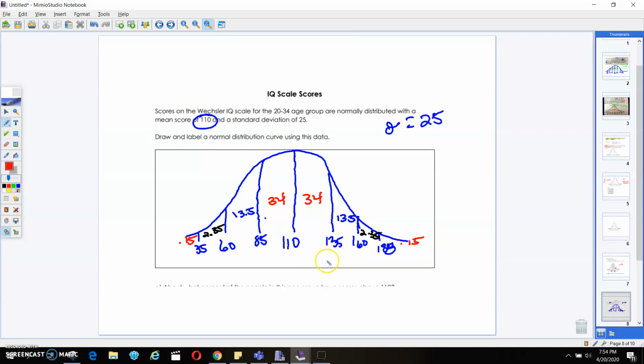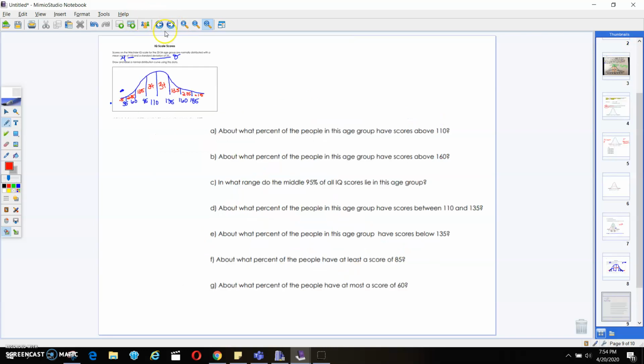Okay, so then your questions for the next page, it says about what percent of people in this age group have scores of above 110. So we're going to look at our little graph, and look at when our numbers are 110. Well, it wants above 110, right? So everything to the right of 110. So I'm going to take each of these percentages and add them together. So 34 plus 13.5 plus 2.35 plus 0.15. And when I add all of that together, I'm going to get 50%. Now this makes sense, right? Because this is half of our normal distribution curve, okay?